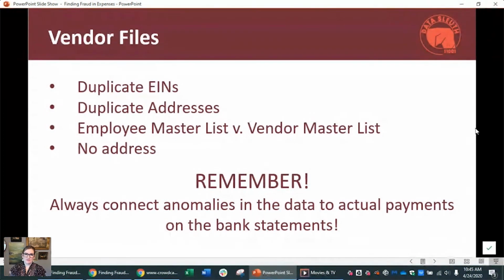The point I want to make, whenever we're looking for ghost employees or looking in vendor files, is that we want to connect the anomalies in the data to actual payments on the bank statements. Just because we have an anomaly in the vendor file doesn't mean that cash has been stolen. We have to show how that connects to cash, and usually you're going to find that on the bank statement.